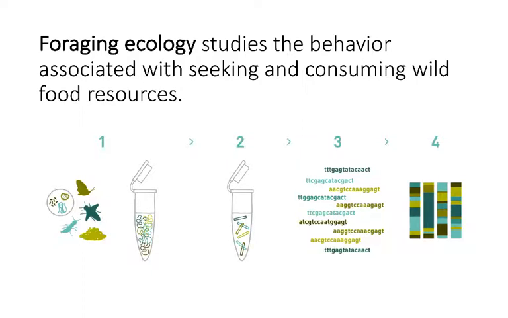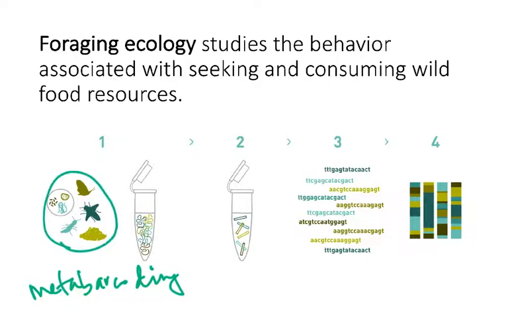So overall, foraging ecology studies the behavior of animals when they're seeking and consuming wild food resources. And this relates to some topics we've talked about in this class previously, because oftentimes nowadays the way that they're doing these types of studies is using metabarcoding, which, remember, is using some type of universal primer to amplify, for instance, all arthropod species. They can often get these samples from poop.